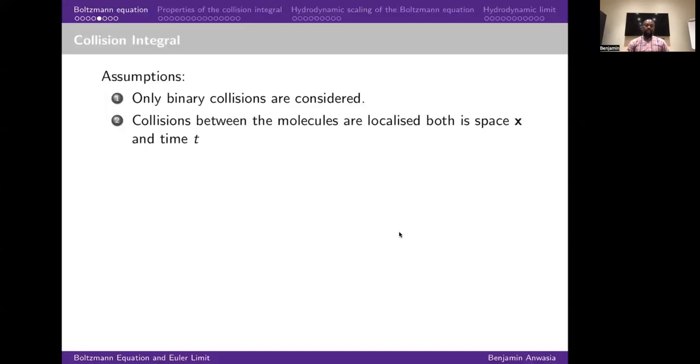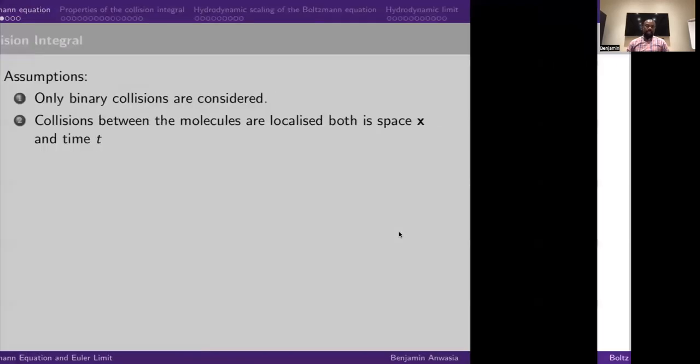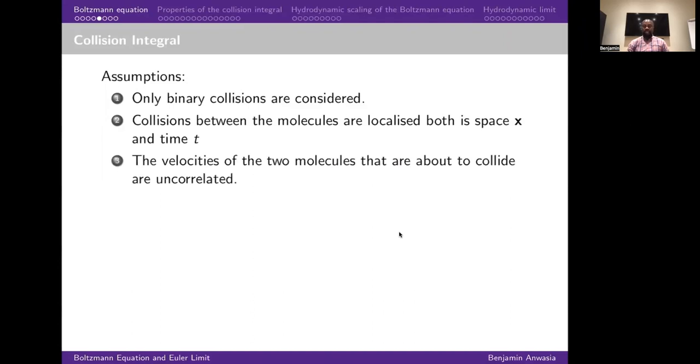3, the velocities of the two molecules that are about to collide are uncorrelated. This assumption is often referred to as the Boltzmann's chaos assumption. 4, collisions between the molecules are elastic. This assumption means that in collisions between the molecules, linear momentum and kinetic energy are both conserved.